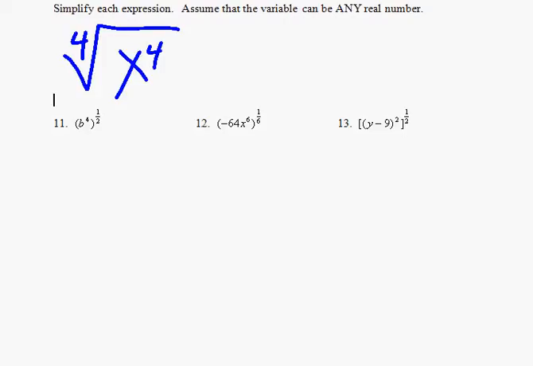Remember that we don't know what this x stands for. That original x could have been a positive number or a negative number. Let's say x stood for -1. When I raise it to the fourth power, what do I have? I have +1. That's a positive answer underneath the radical sign. So then when I take the fourth root of 1, I get 1.